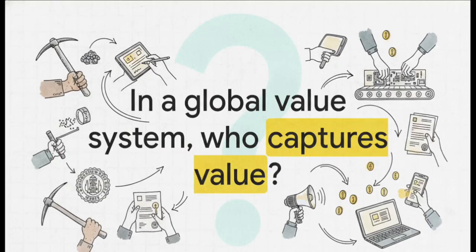Which leaves us with one final thought to chew on as we wrap up this explainer. Take another look at the device you're holding right now. Think about the miners, the designers, the assemblers, the marketers, and the governments that all fought tooth and nail to be a link in its creation. In a globally interconnected system this massive and complex, who really captures the most value? Is it the creators, the assemblers, or the ones who control the final link to you?